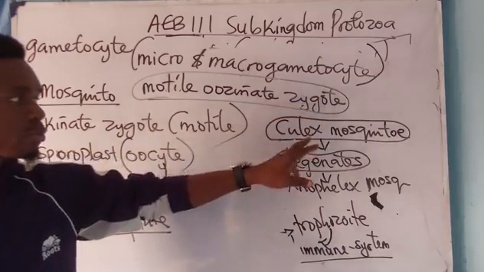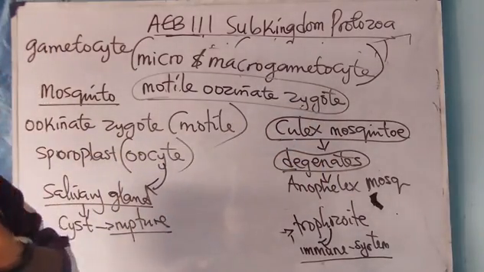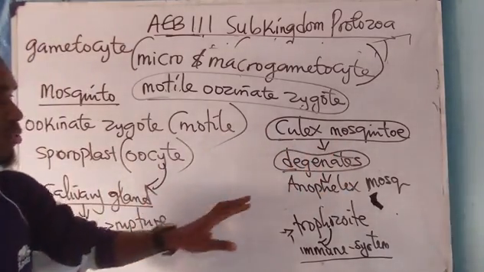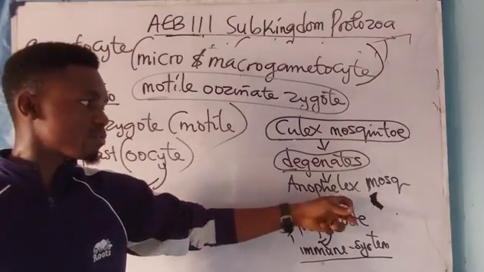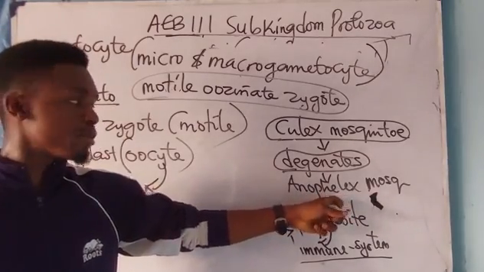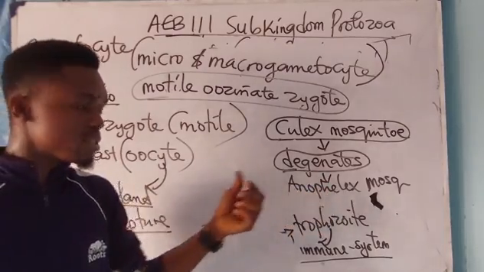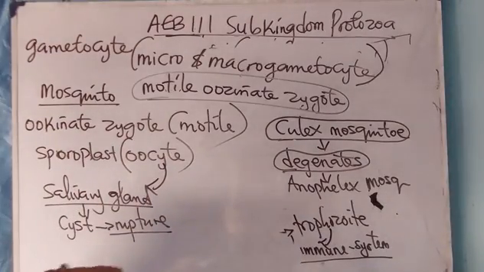The zygote formed from the micro and macro gametes is called an ookinete zygote. The Culex mosquito is not harmful, alright? It does not cause any disease in man. But the female Anopheles mosquito is highly harmful, and once it is swallowed, the infective stage is left behind. Other stages are degenerated. So please take note of that.